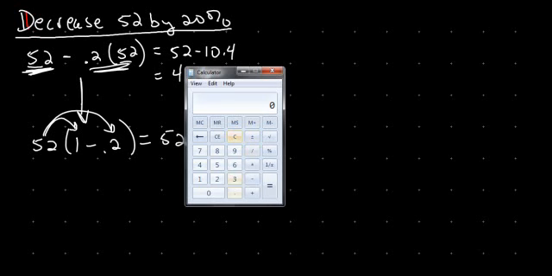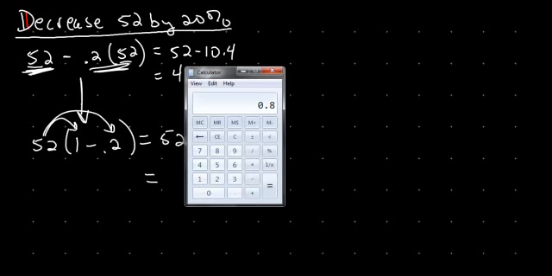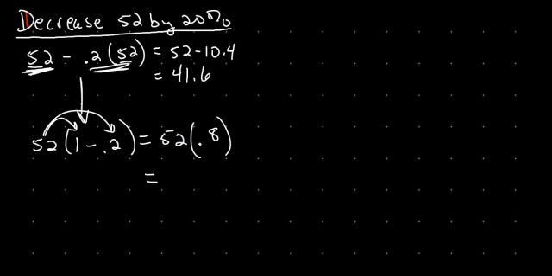Let's do it on here and just show you. 1 minus 0.2 is 0.8. 52 times 0.8 is going to give me the answer. 52 times 0.8. So that gives me 41.6.